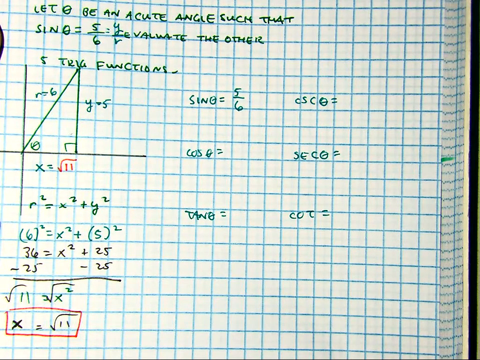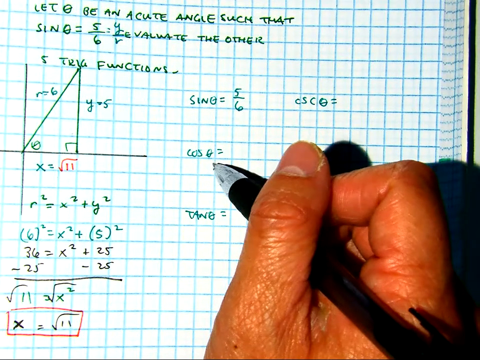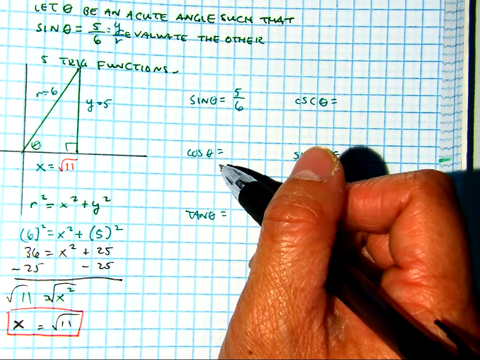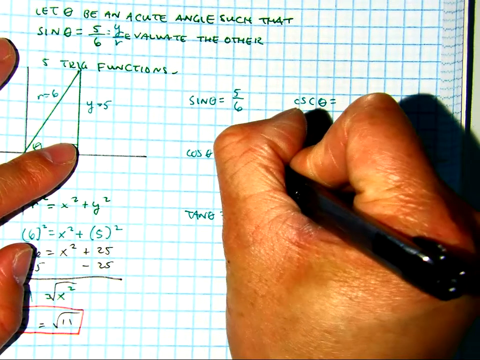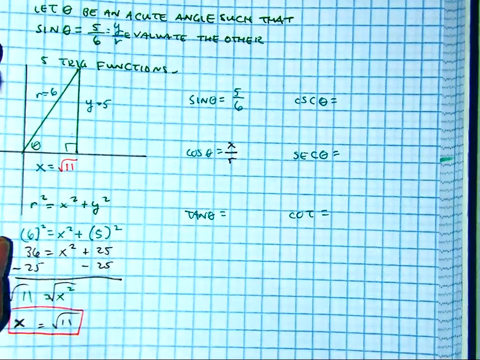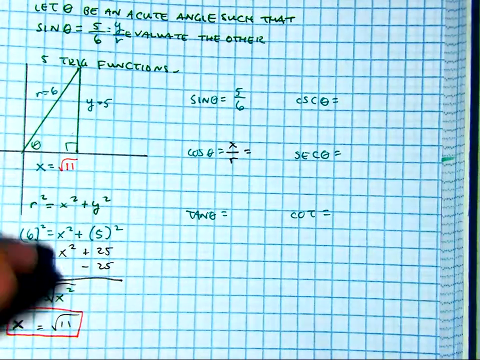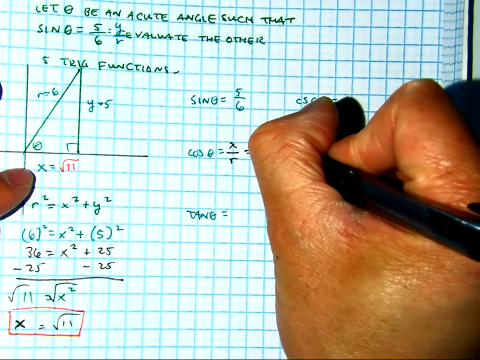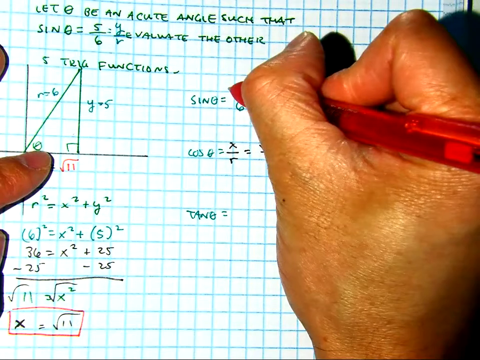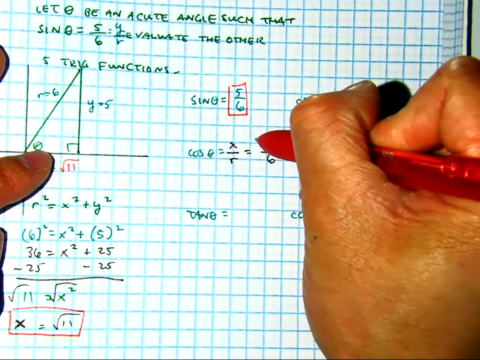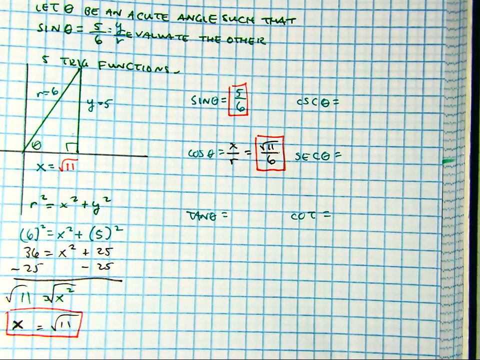Let's get some more letters, and then we can just use our trig functions to figure out the rest. Sean, cosine is which two sides? X over R. Sean, what is our x value? Radical 11. And your R value? 6. I can't simplify that anymore, so that's our answer. So I have 5/6. Radical 11 over 6.